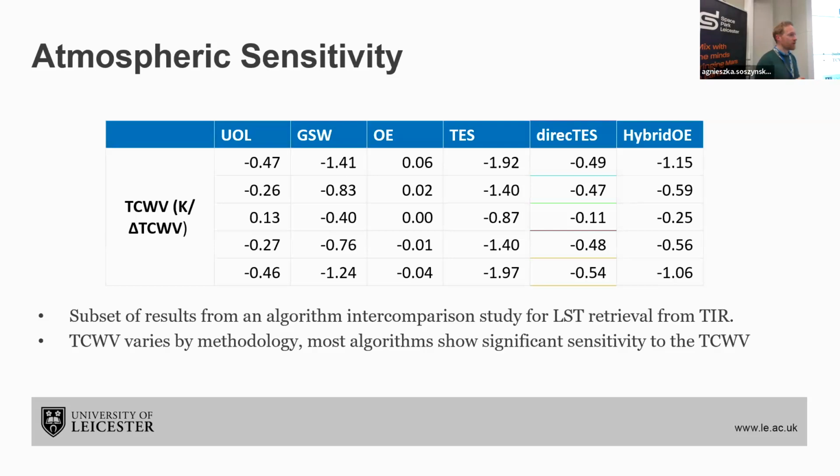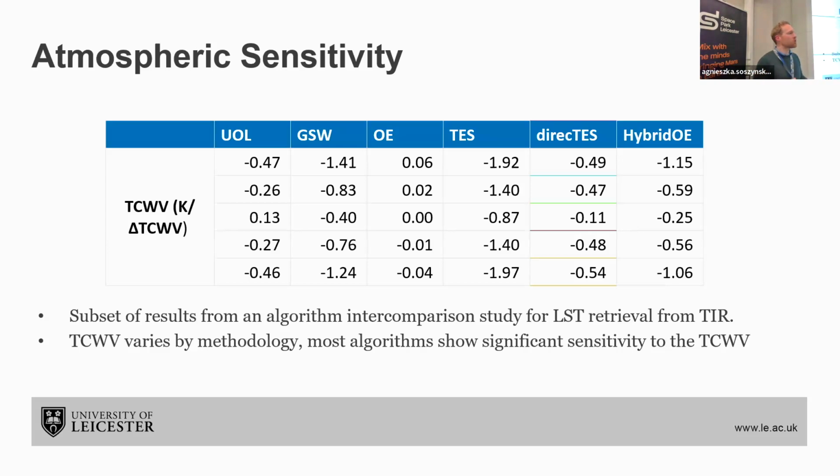So we've got some coefficient-based ones, which is UOL, GSW, and hybrid. But we've also got some ones that do a more on-the-go scheme, such as the OE or direct test and test sort of. And what we find is that even though some of the methods do a lot better, they are all heavily impacted by the total column water vapor here. It has a big impact. So that gives us the idea of sensitivity.